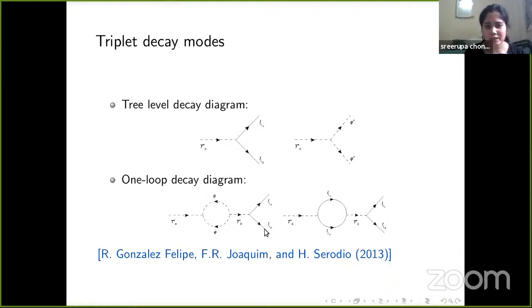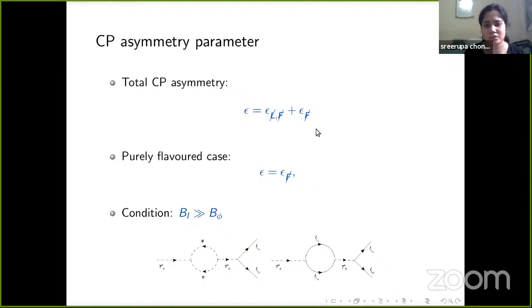In the one loop decay diagram, we can see there are two types of loops present. The final state is the same, it has charged leptons, but there are two different types of loops. Here we can see the scalar loop mediated by the standard model Higgs, and here we can see the lepton loop. The total CP asymmetry comes from both of these loops. From the scalar loop, we get lepton number violating and flavor violating CP asymmetry, whereas from the lepton loop, we get only flavor violating CP asymmetry.